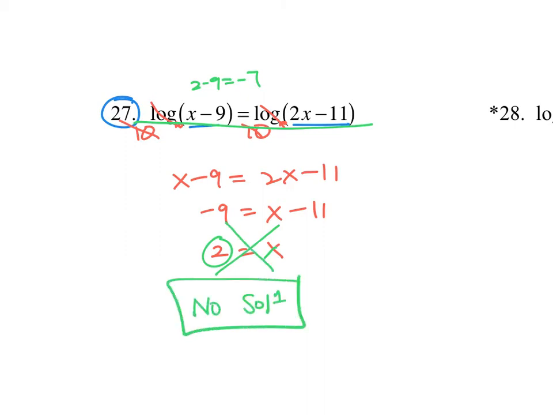There is no number x such that when you plug it in, these would equal each other in a defined way, right? So no solution for 27.